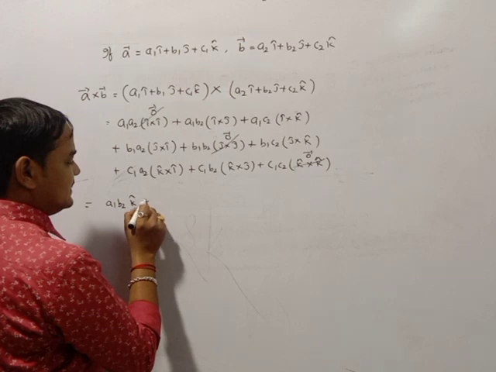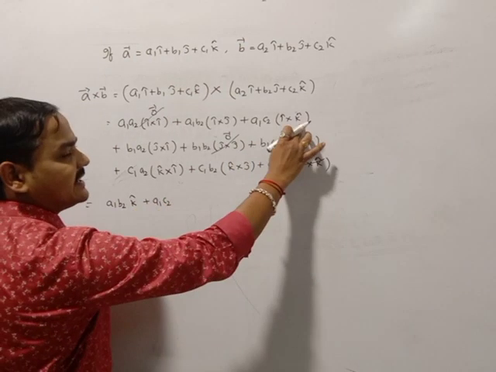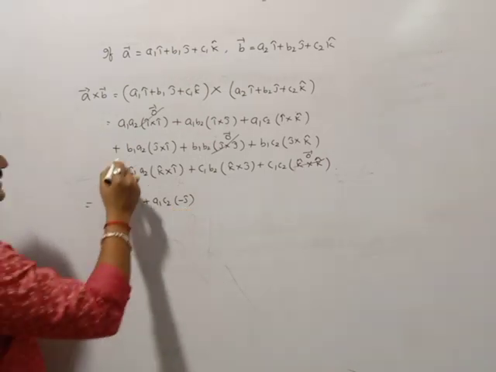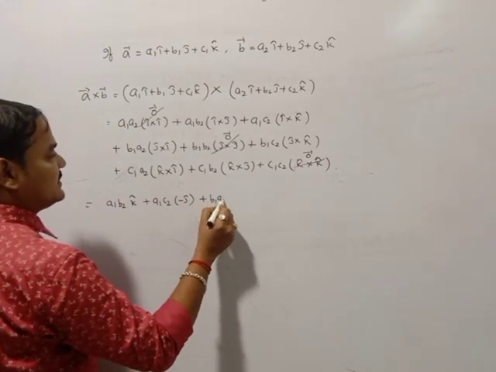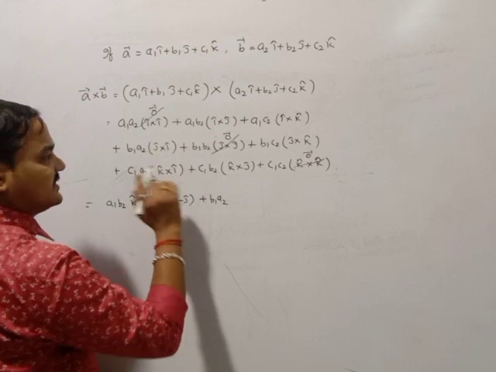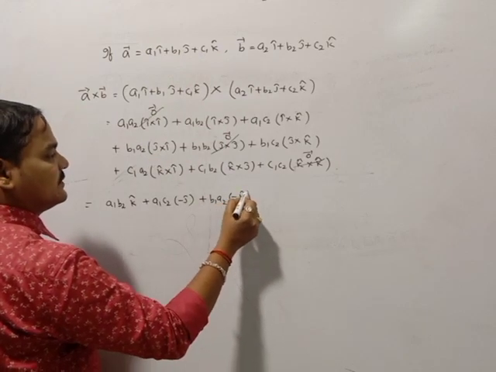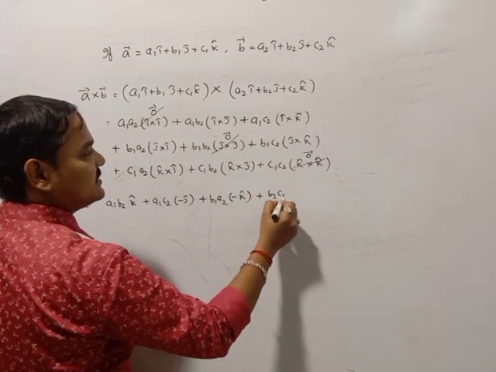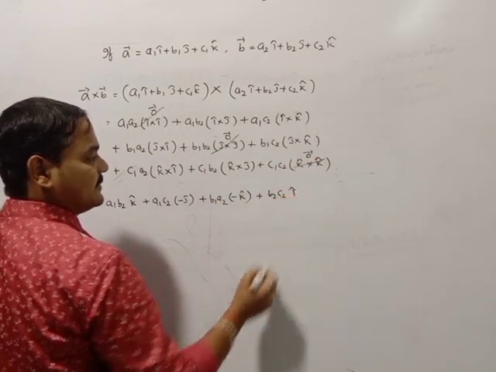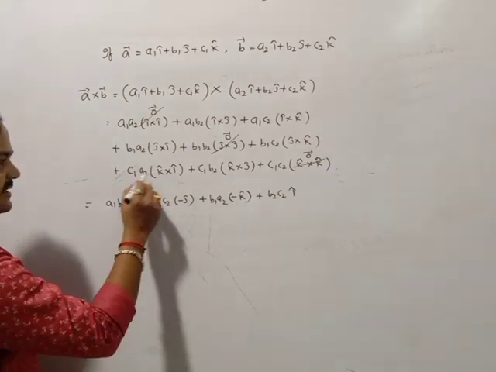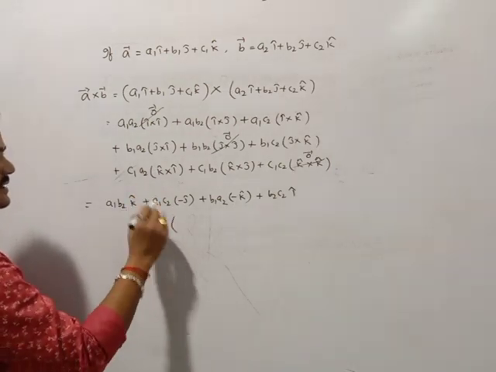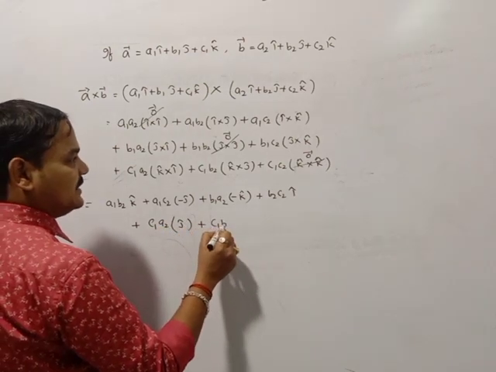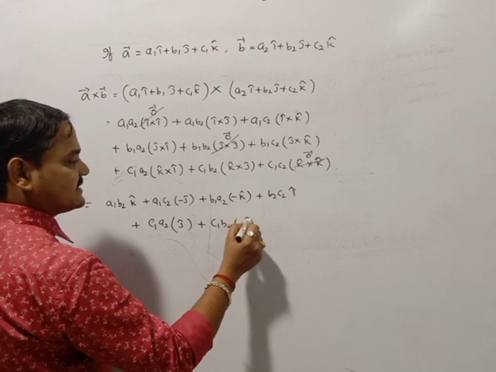Next, A1 C2 into i cross k is reverse, that means minus j. Plus here comes B1 A2 into j cross i, this is also reverse, so minus k. Plus B1 C2 into j cross k, cyclic order, means i. Plus here comes C1 A2 into k cross i, cyclic order, j. Plus C1 B2 into k cross j, reverse, means minus i cap.